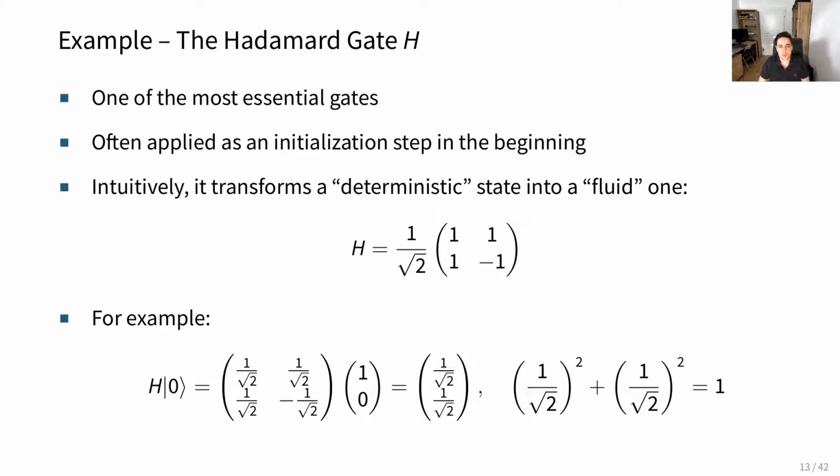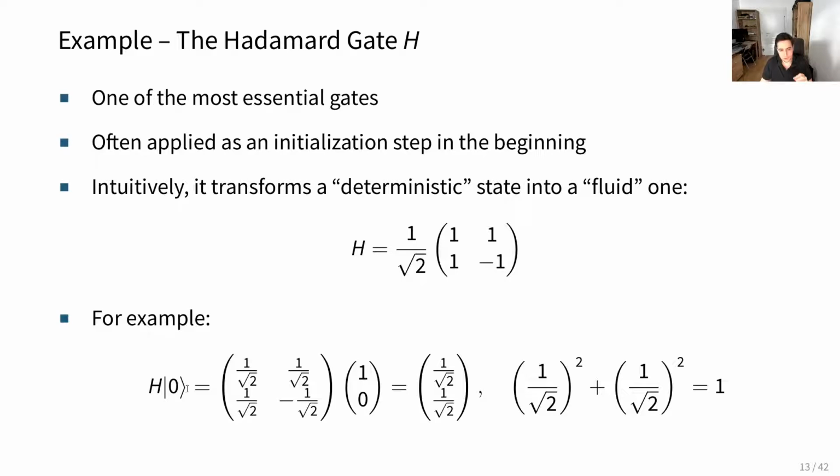And now let me give you an example of a quantum gate. So there are many more quantum gates, but this is probably one of the most essential ones. And this is called the Hadamard gate, or H also often. And this is often applied as the initialization step in the beginning. And why is it applied in the beginning often? Well, because intuitively it transforms a deterministic state, or some qubit which has, for instance, a 100% of being zero, into a fluid one, and precisely into one where the probabilities are uniformly distributed. So this is the matrix. Of course, we need a -1 here, otherwise it's not invertible.